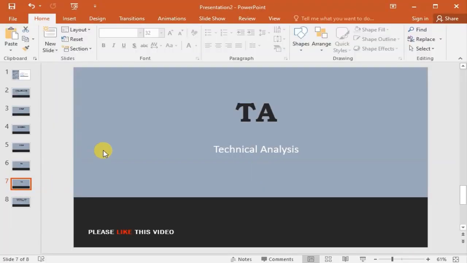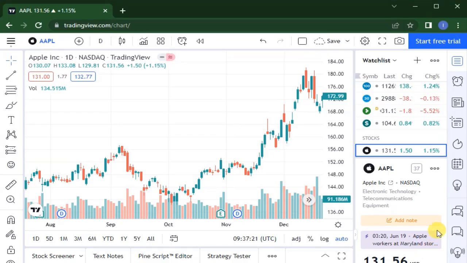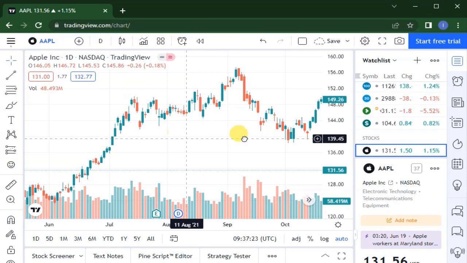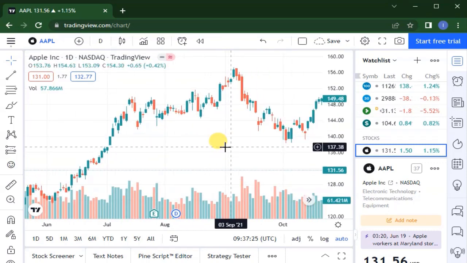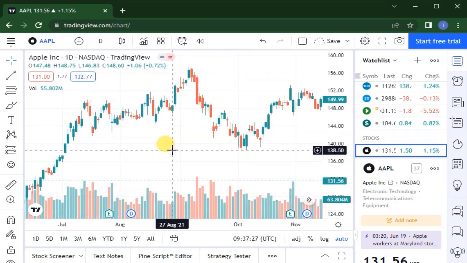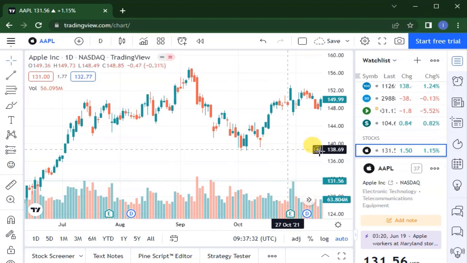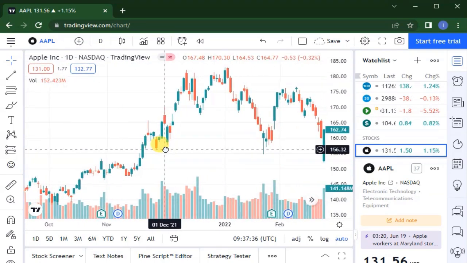And the next analysis that market traders use to determine what they do in the market is technical analysis. And a lot of traders use this as well. Technical analysis is simply using what you are seeing on the chart to determine whether to go long or to go short. A lot of people use that as well.